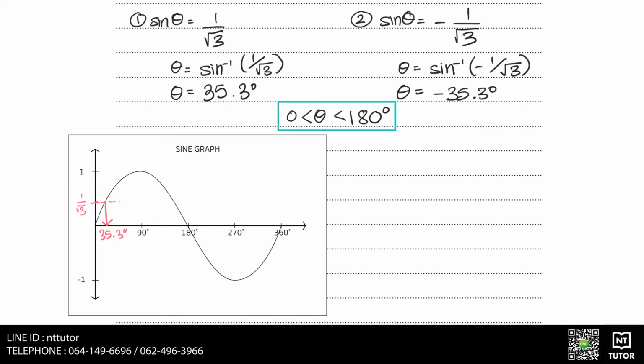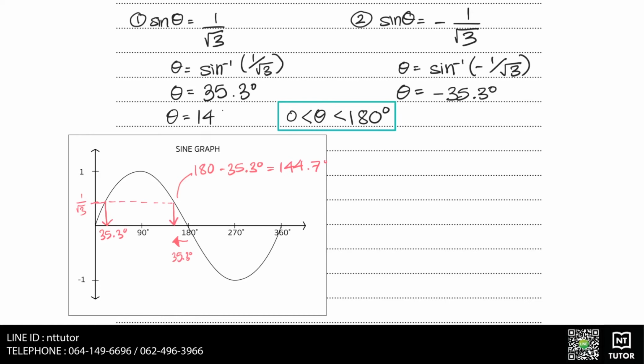But then if we extend the straight line to hit the graph again, it will hit the graph at another angle as well, and this angle should be 35.3 degrees from 180 degrees because the graph is symmetrical. Therefore, that angle must be 180 degrees minus 35.3 degrees, which equals 144.7 degrees.